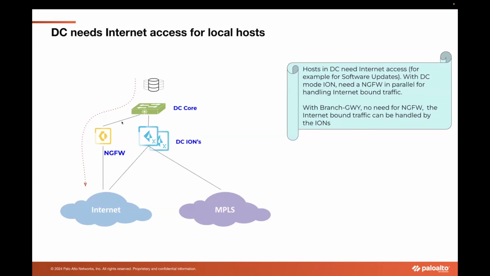So in these cases, you have to deploy an NG firewall so that the applications can go out to the internet. Now, in the same scenario, instead of the DC mode, if we deploy the branch gateway mode, then we can handle outbound traffic. We get the SD-WAN path selection, zone-based firewall, NAT functionality and so forth. So that's another scenario where the branch gateway will help.